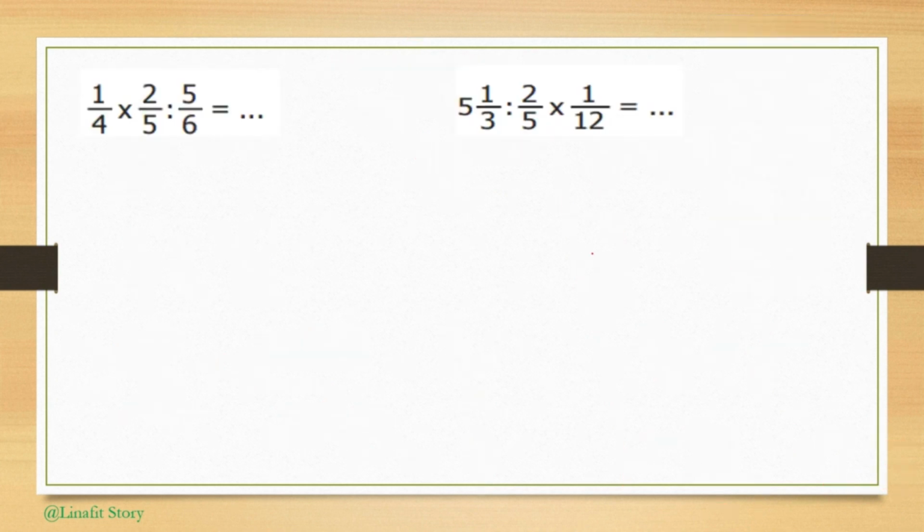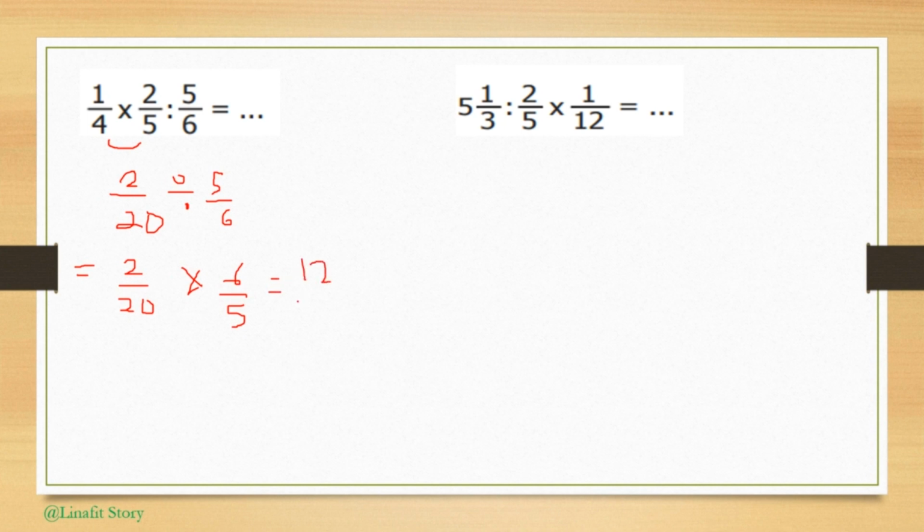1 out of 4 times 2 out of 5 divided by 5 out of 6. There's a multiplication and a division, so you must solve it from the left side. So you may solve 1 out of 4 times 2 out of 5 first. So this equals to 2 out of 20 divided by 5 out of 6. Keep, change, flip. So 2 times 6 equals to 12. 20 times 5 equals to 100. Then simplify. Divide by 4. So equals to 3 out of 25.